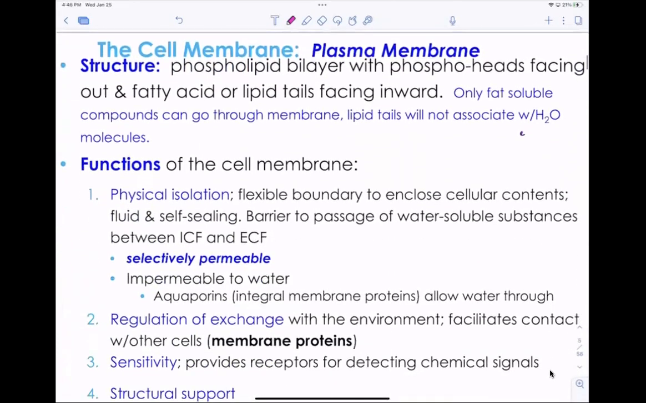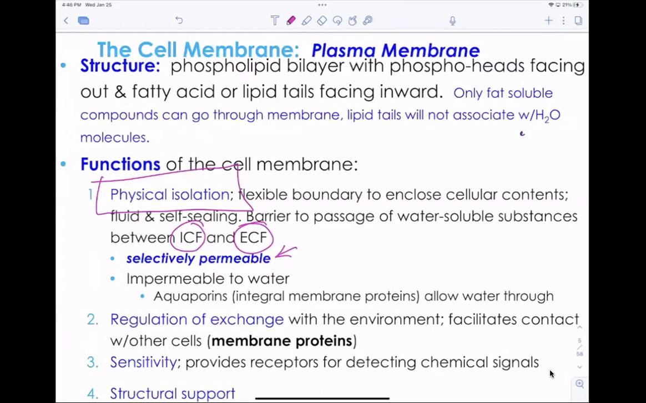So the cell membrane, it's a phospholipid bilayer. And what is meant by phospholipid bilayer? Look, the cell membrane's number one function is physical isolation. But things have to be able to get into and out of the cell, so it has to be selectively permeable. So physical isolation between the intracellular fluid and the extracellular fluid, but there needs to be selective permeability.